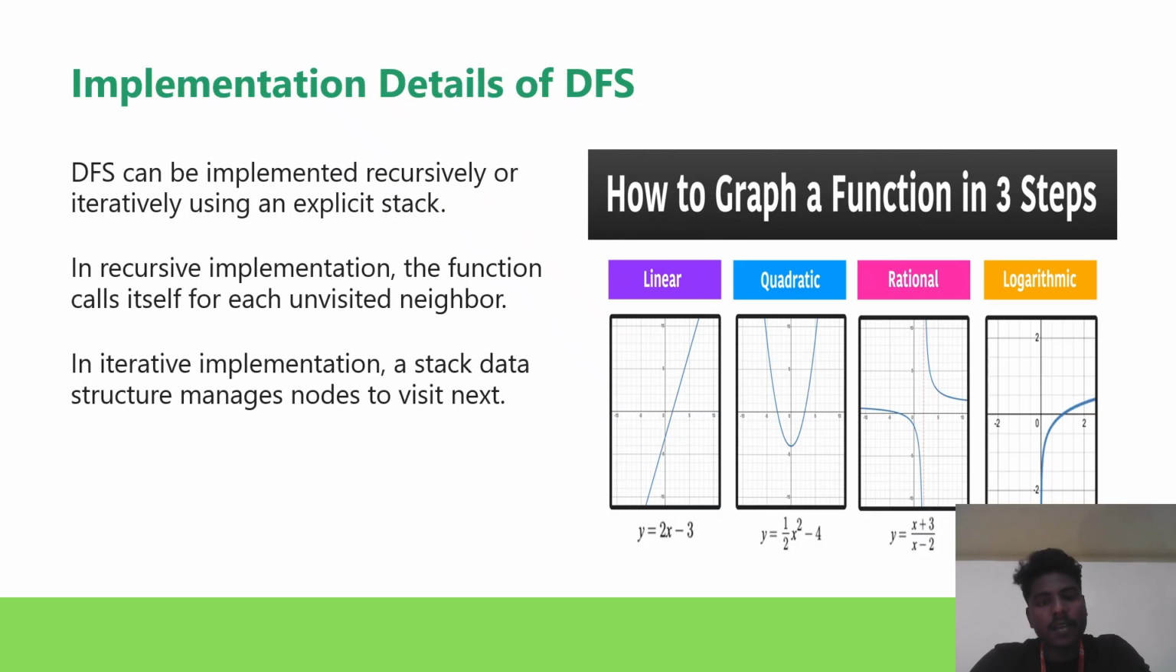DFS can be implemented recursively or iteratively using an implicit stack. In the recursive implementation, the function calls itself for each unvisited neighbor. In the iterative implementation, a stack data structure manages nodes to visit next.